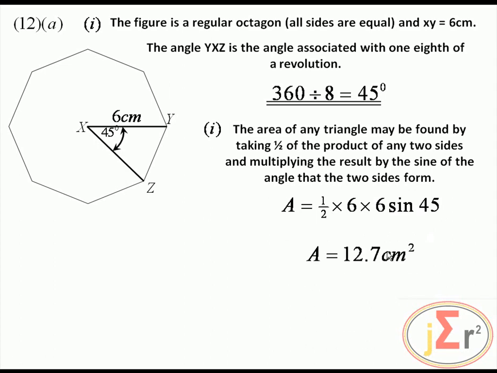And let's see what that turns out to be. That turns out to be 12.7 centimeters squared. So let us make a little rough check to see if 12.7 centimeters squared is a possibility.